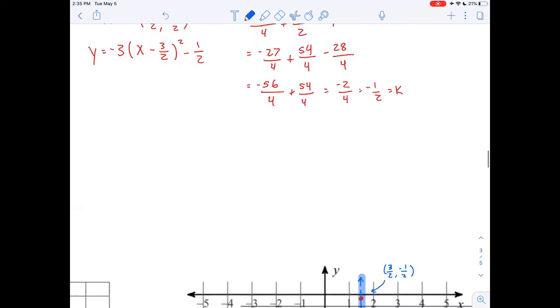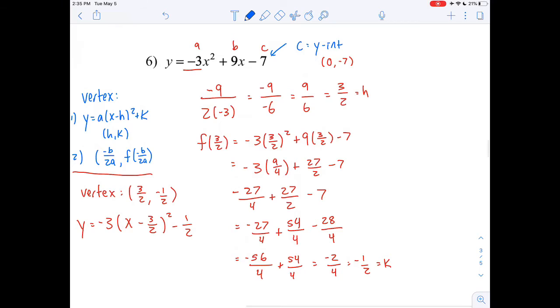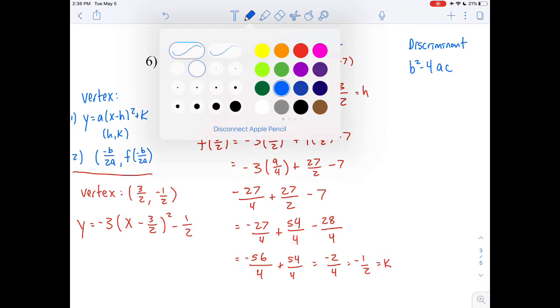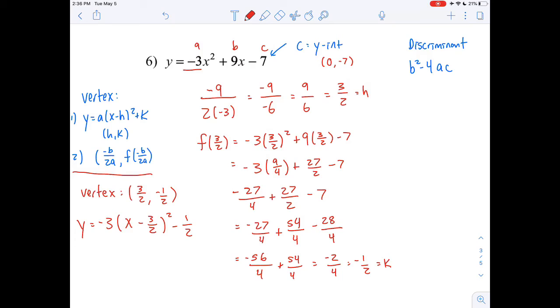Really, it's as simple as looking at the discriminant. And the discriminant, if we remember from our last unit, is b squared minus 4ac. So let's actually calculate what that is. This would be 9 squared minus 4 times a, which is -3, times c, which is -7. A lot of people messed up when they kept track of their signs in calculating the discriminant previously.